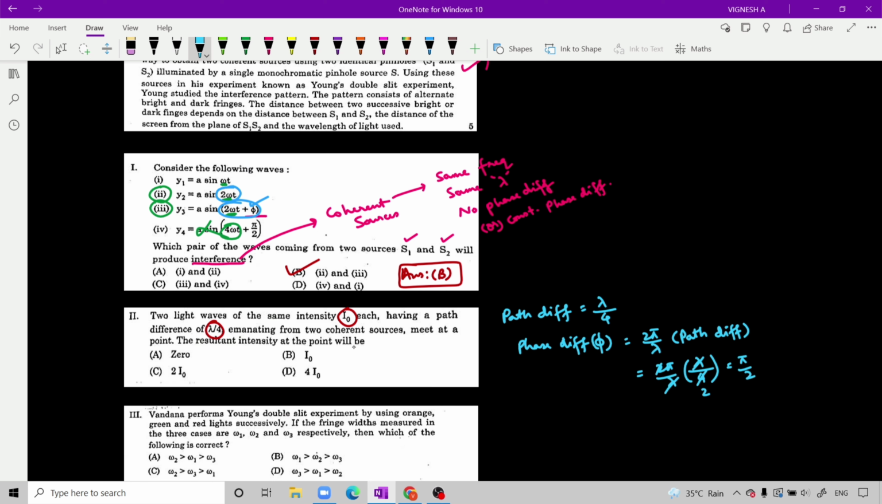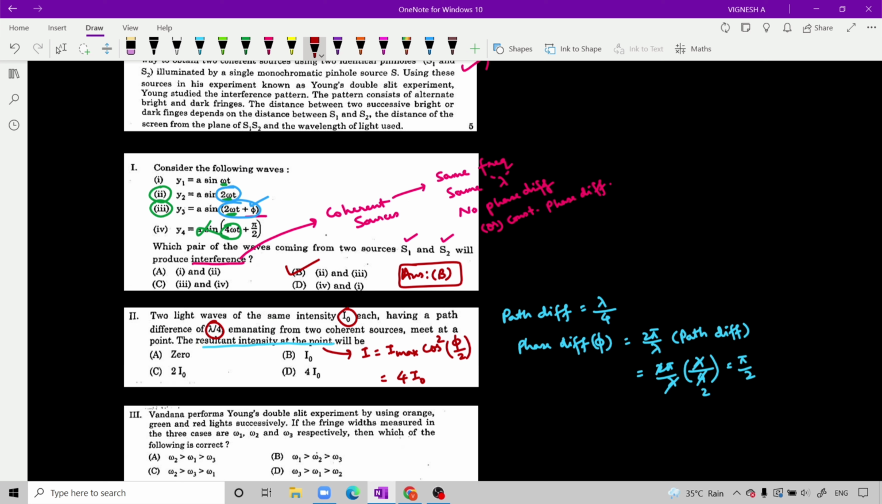Now they meet at a point. What is the resultant intensity at the point? The resultant intensity at a point is given by the formula I is equal to I max into cos square phi by 2. So this is the formula: I is equal to I max cos square phi by 2. I max is nothing but 4 times I0. This is a NEET and JEE question.